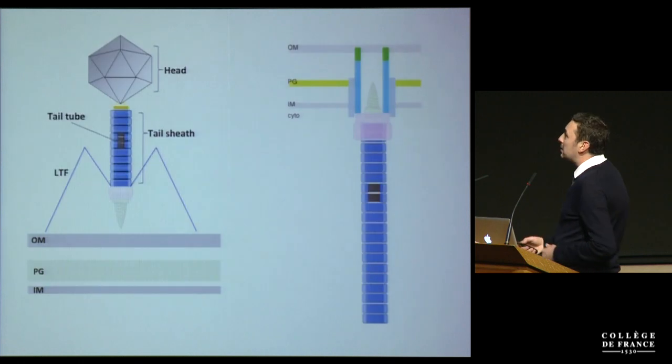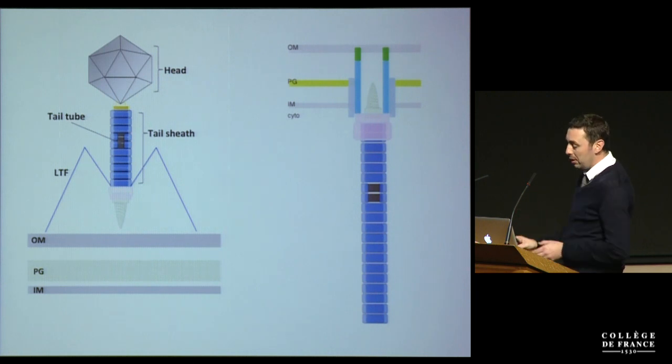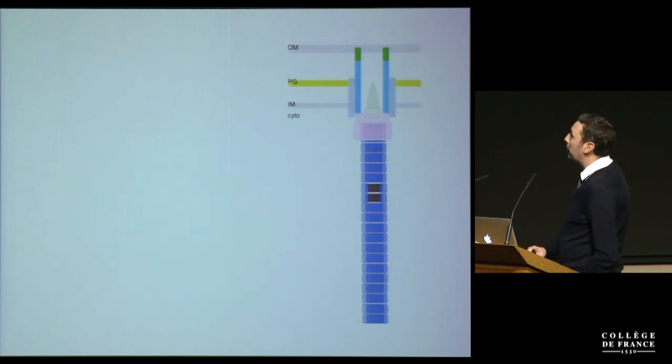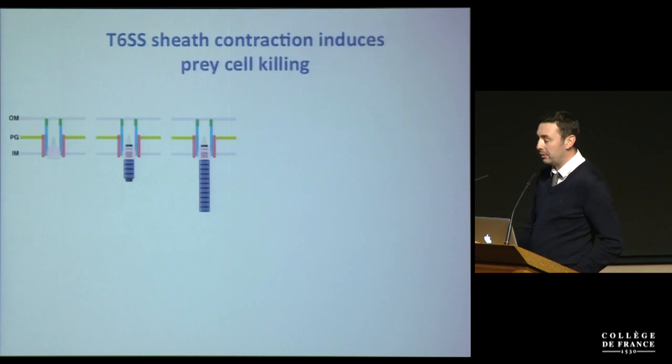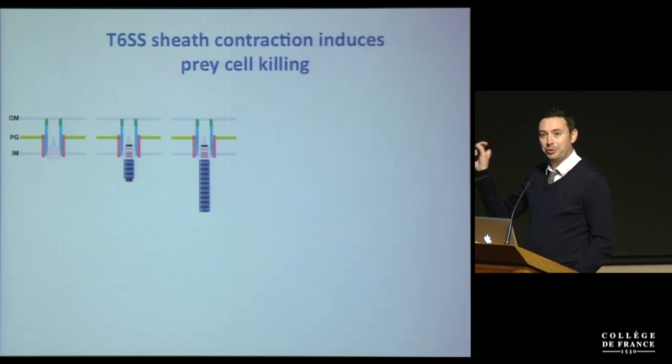Based on that, I will just draw the type 6 secretion system like this during all my talk, and you will see that there is this membrane complex, the baseplate complex, and the tubular structure that resembles the tail of bacteriophages. First, what we wanted to do in my lab was to define how it works. I just prefer to show you how it works before showing how we determined that.